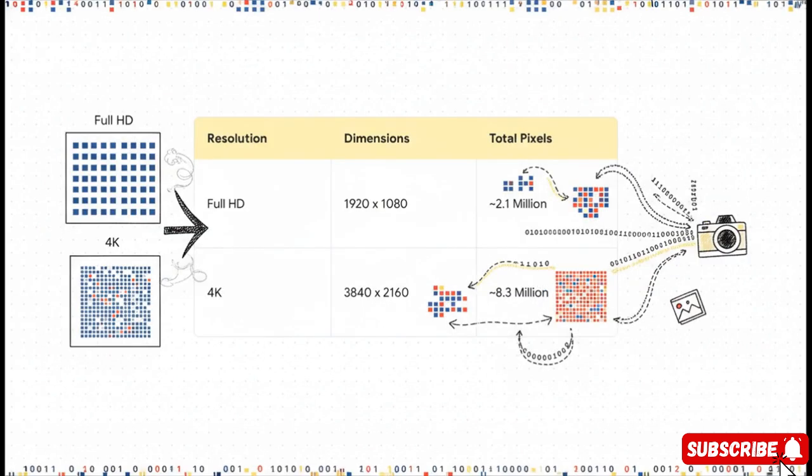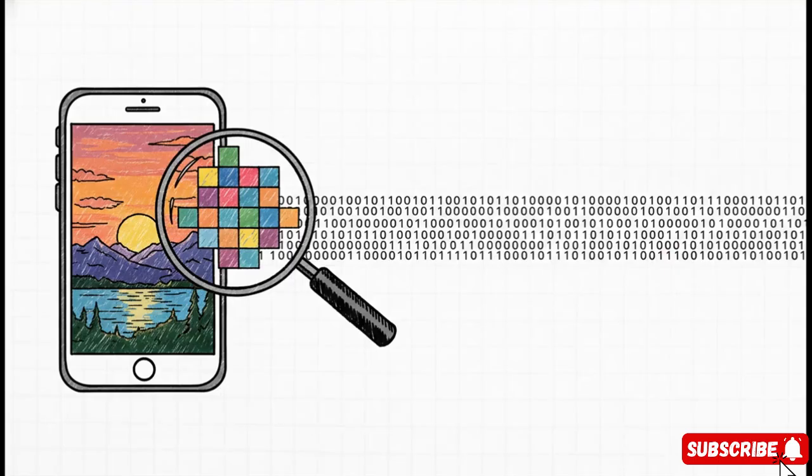And this is exactly why a 4K photo looks so much sharper and more detailed. It's not just a little bit better, it packs in roughly 4 times the number of pixels as a full HD image. We're talking over 8 million tiny color instructions, all working together to create a far more detailed and lifelike picture. So here's the big takeaway.